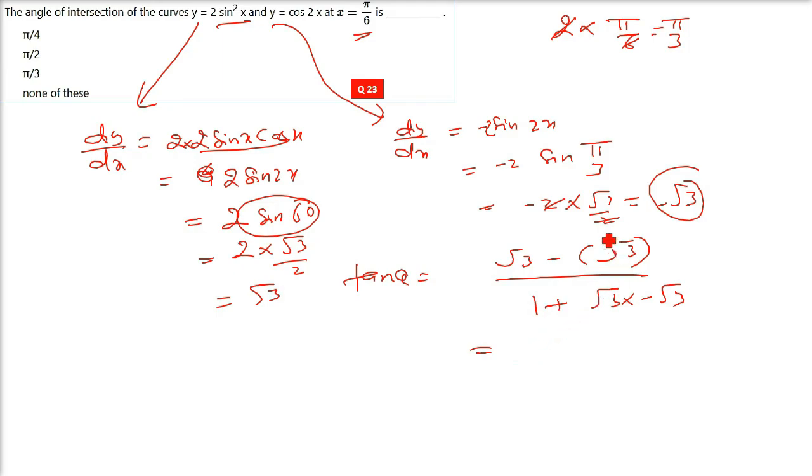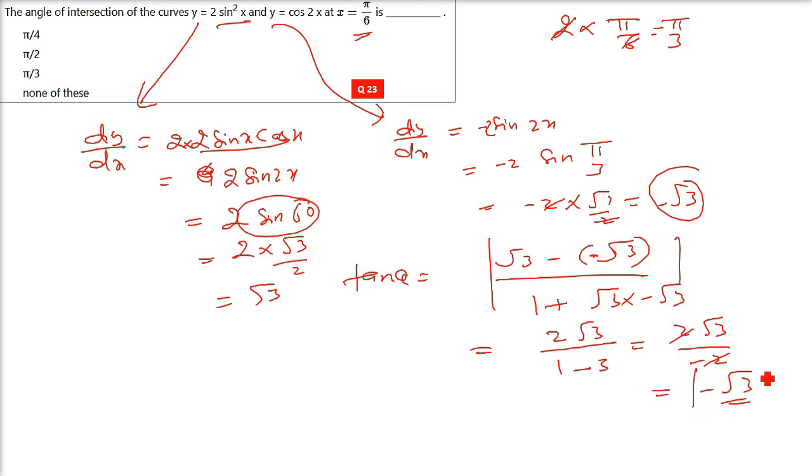The numerator will give you root 3 minus minus is plus, so twice of root 3. In the denominator you have 1 minus root 3 into root 3, which is 3. So 2 root 3 over minus 2. The 2 gets cancelled. It is negative root 3.